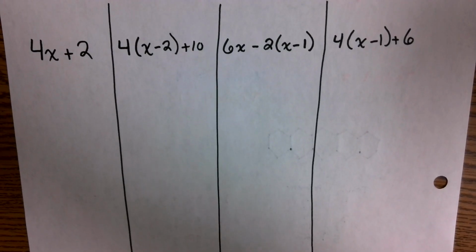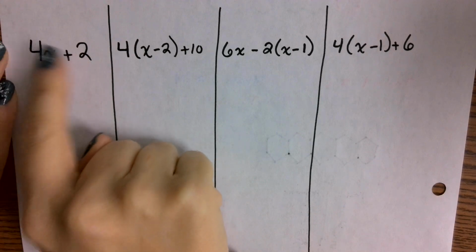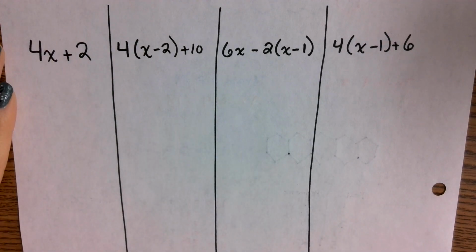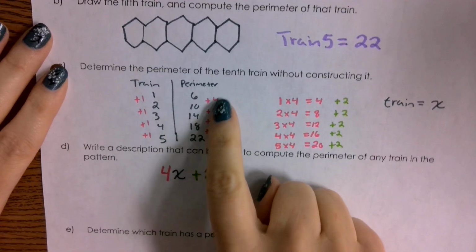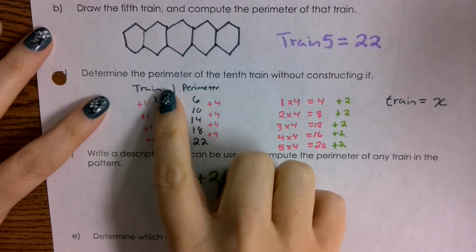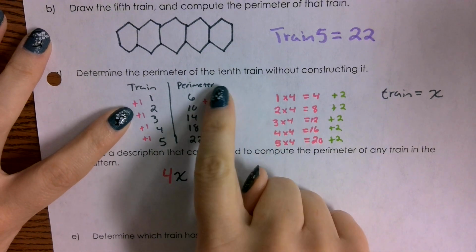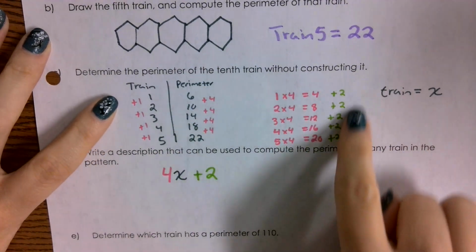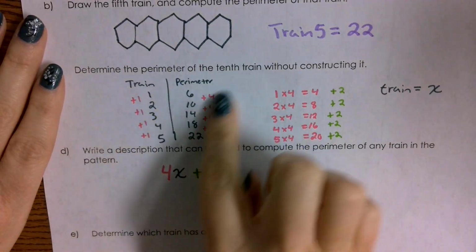When we're looking at these expressions, like I said, this is the most common expression, the one that we came up with yesterday. You take the number of trains and multiply it by 4, because when we looked over here, we noticed that it was consistently increasing by 4 for the perimeter. So we take the train number and multiply it by 4. But just taking that train number and multiplying it by 4 doesn't quite get us to the perimeter. You have to then add 2 to that product in order to get to the perimeter's value.